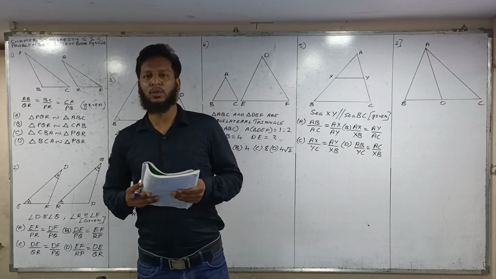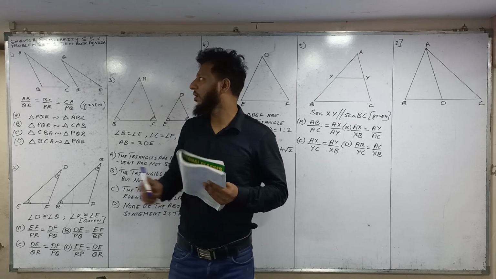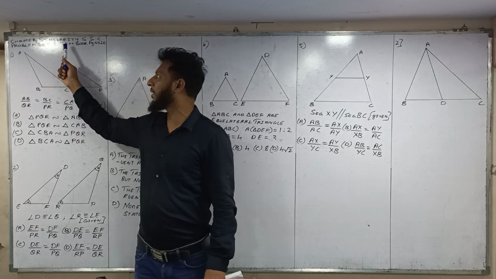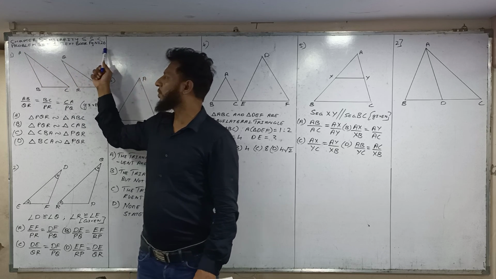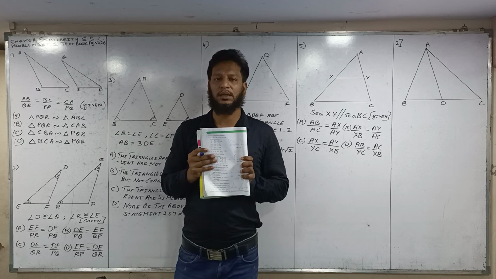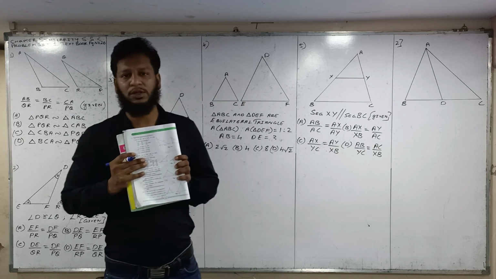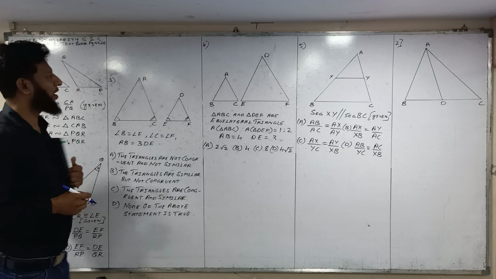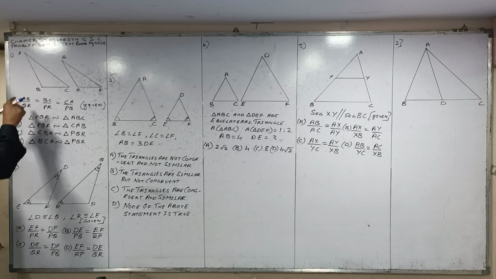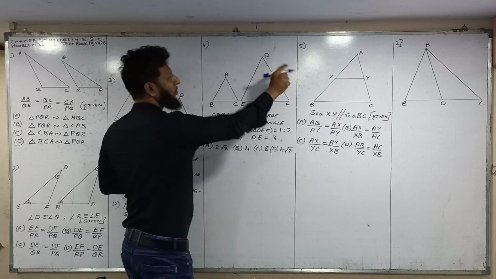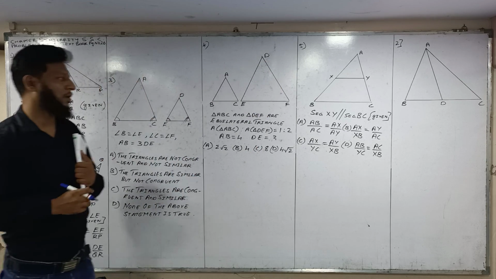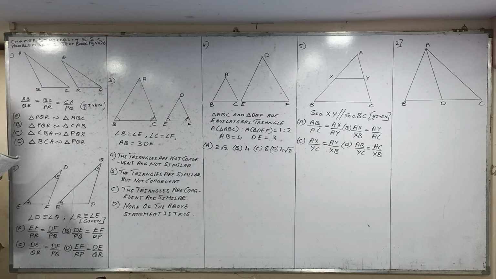Student, now we'll do problem set 1 of chapter Similarity, Standard SSC. Problem set 1, textbook page number 26. The first 5 questions are objective type questions. You have to select the alternative. So 1, 2, 3, 4 and 5, all objective type questions.